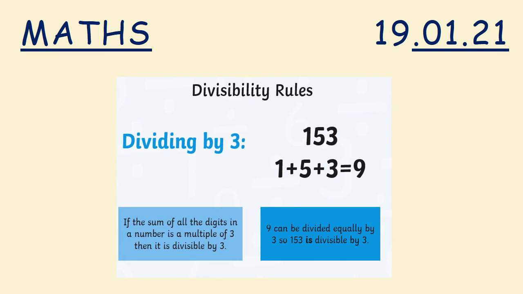When we divide a number by 3, if the sum of all the digits in the number is a multiple of 3, then it is divisible by 3. 9 can be divided equally by 3, so 153 is divisible by 3. So for 153, we add all the digits, and it's 9. And 9 can be divided by 3, so this number is also possible to divide by 3.